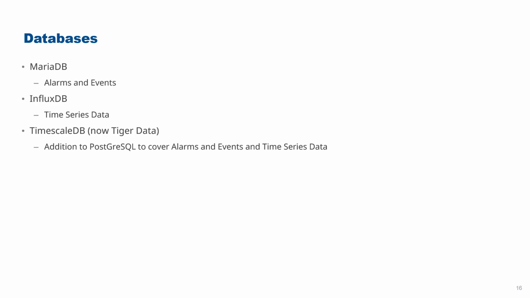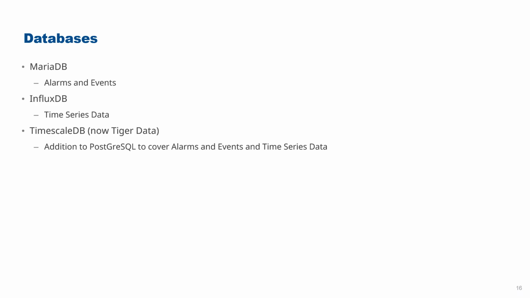We also have InfluxDB. InfluxDB is preferred for time series data. So where you have a process where you want to monitor items regularly on a timed basis, that's where time series data comes in, and InfluxDB offers better performance than a standard database. But as mentioned, they're both now replaced by TimescaleDB, which is now called Tiger Data. What Timescale or Tiger Data is, is an addition to Postgres. So Postgres is the underlying SQL database, but then Timescale gives you the add-ins to support this time series data.